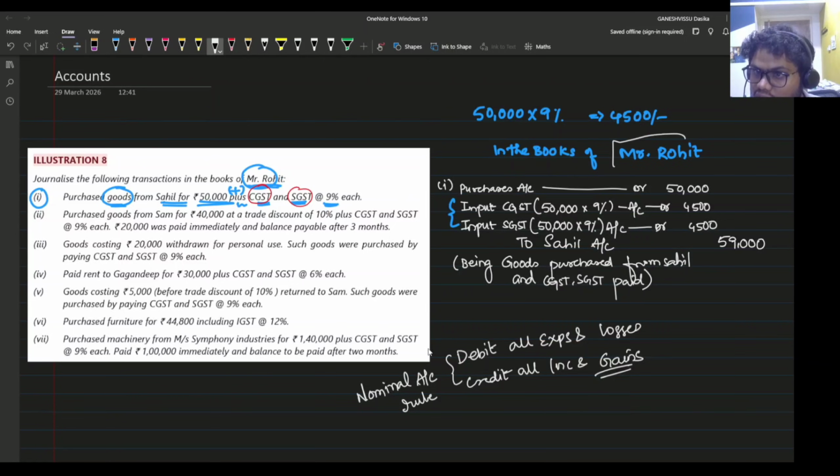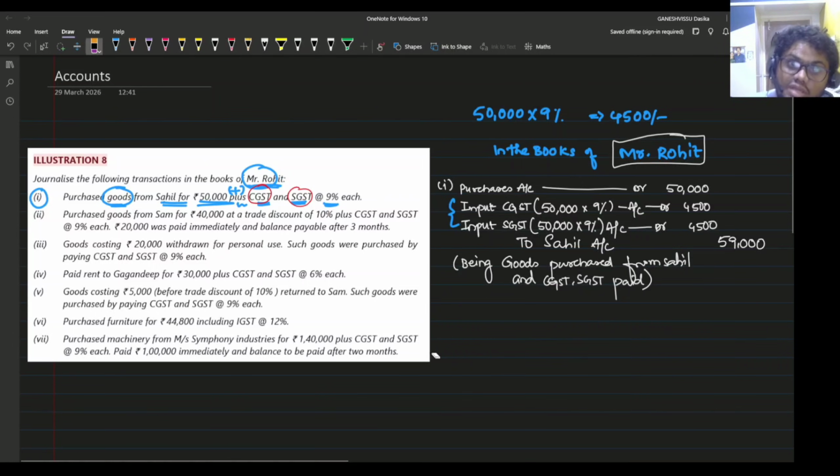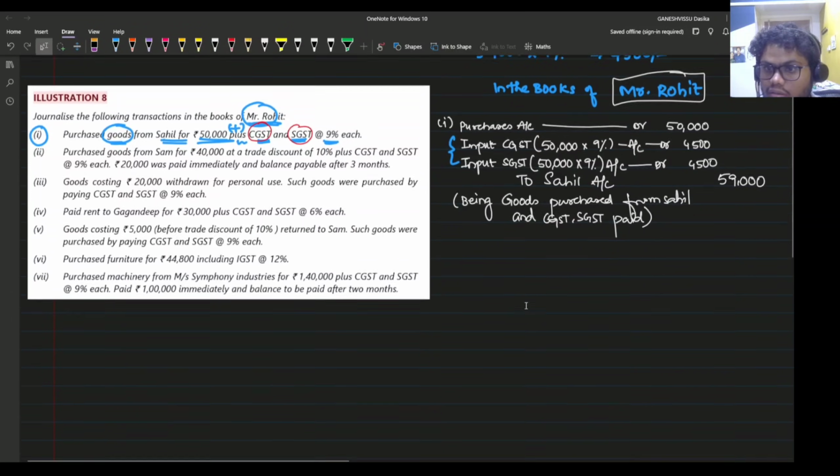As Mr. Rohit is purchasing here, GST is also to be paid by him. He has to incur the GST amount as well, so it is an expense for him. He will be debiting both the CGST and SGST amounts. Debit all expenses and losses, and credit all incomes and gains. I think we might see some income transaction related to GST as well. Let us see. I'm not sure.